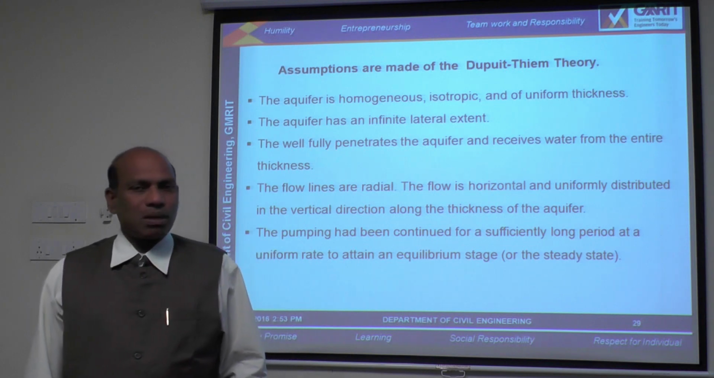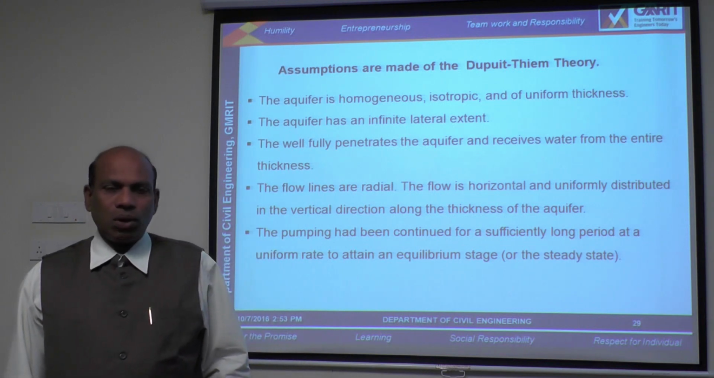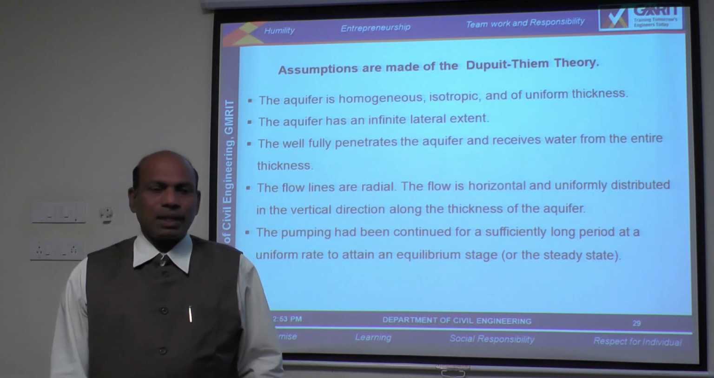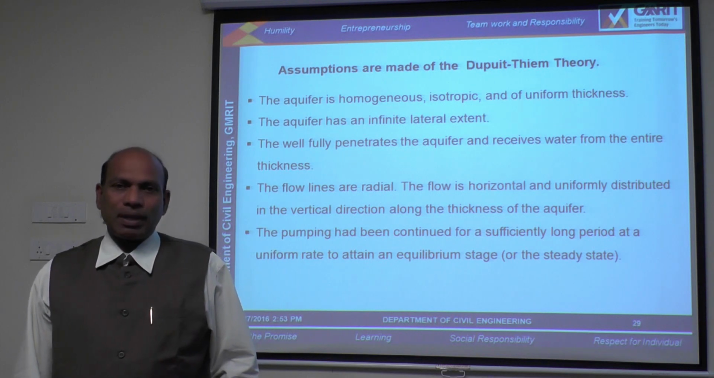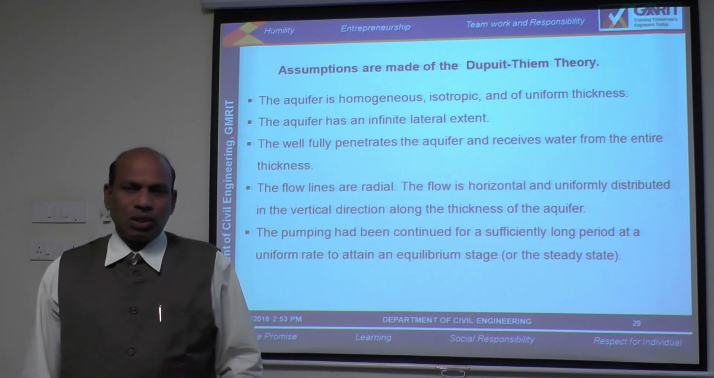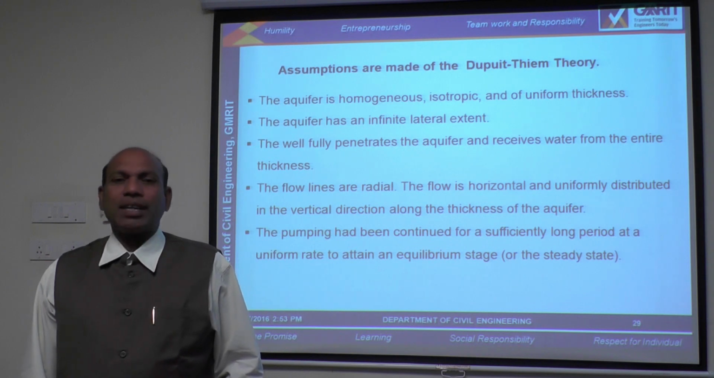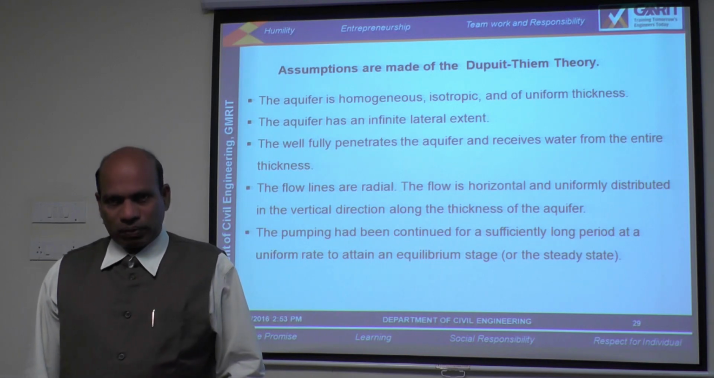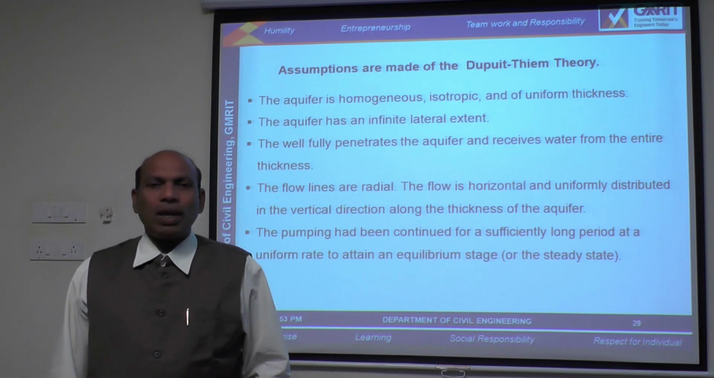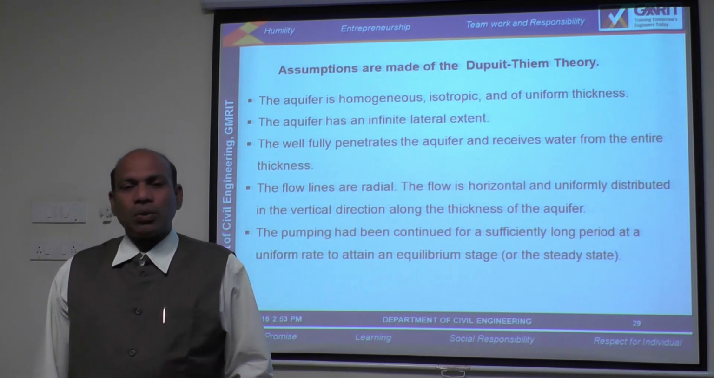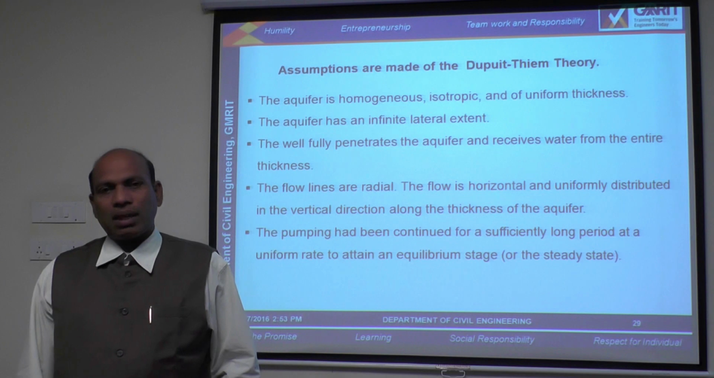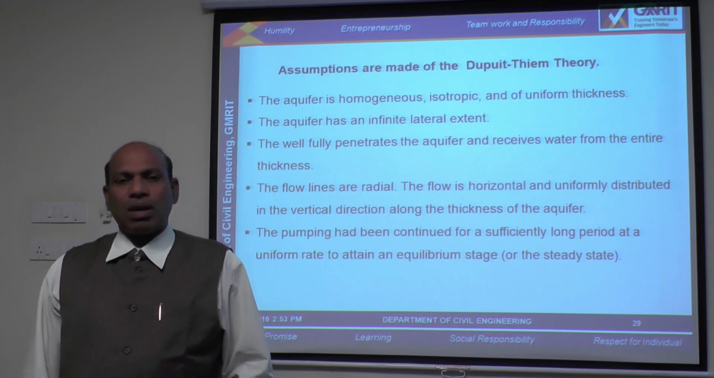First of all, they have given some assumptions. The first assumptions are that the aquifer is homogeneous, isotropic and of uniform thickness. The aquifer has an infinite lateral extent, and the well fully penetrates the aquifer and receives water from the entire thickness of the aquifer. Another assumption is that the flow lines are radial, and the flow is horizontal and uniformly distributed over the entire thickness of the aquifer.